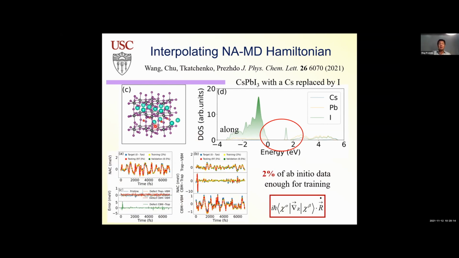And I'm showing you, we've done this for several systems. I'm showing you an example where we have a defect state, a trap state. So in this case, one of the cesiums is replaced with this red little iodine here. So we want to know how fast charges are trapped by this defect, and whether this defect accelerates charge recombination or not. And we're able to get very good results with just sampling non-adiabatic coupling.